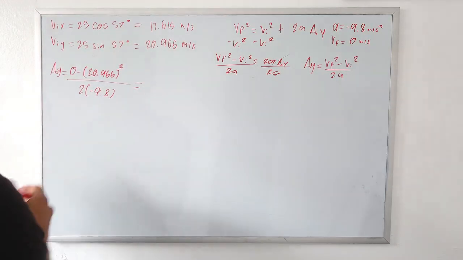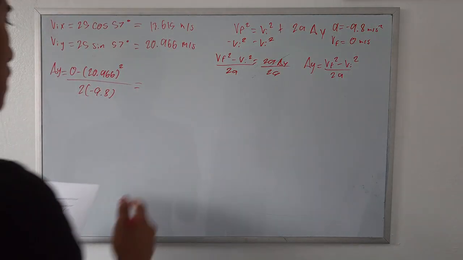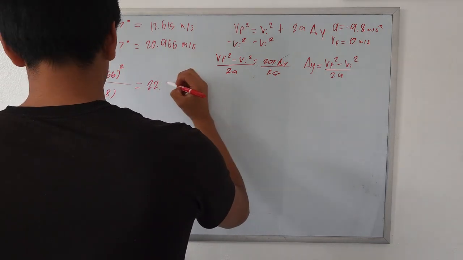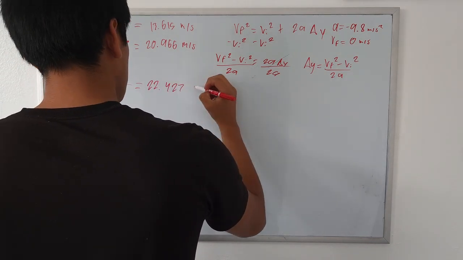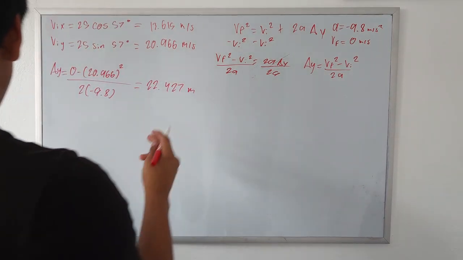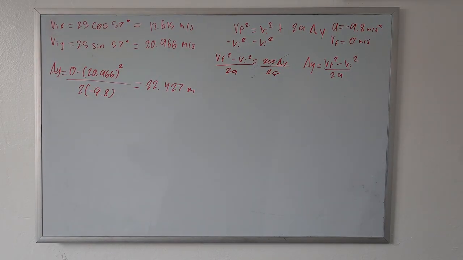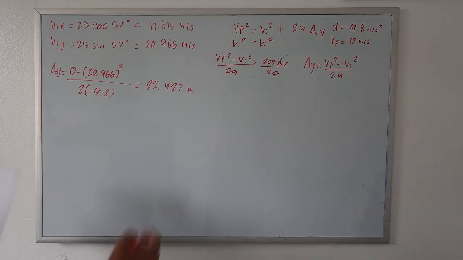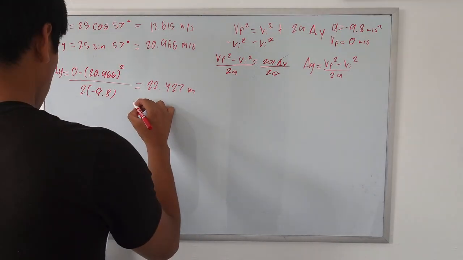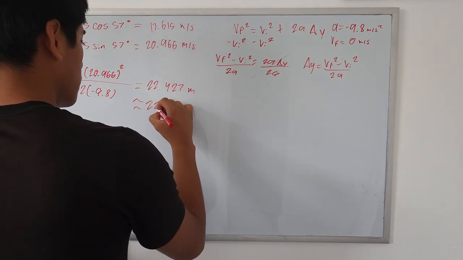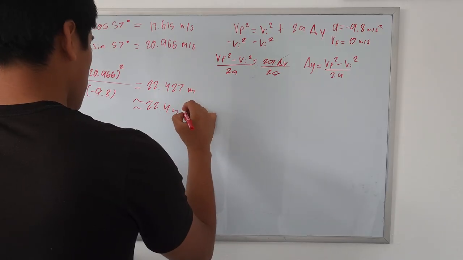And then there, you're going to get 22.427 meters. And since it doesn't say that it starts at an initial height, that's going to be your final height right here. So if you want to round that, you'll get 22.4 meters as your final height.